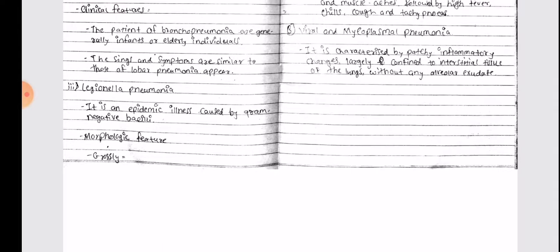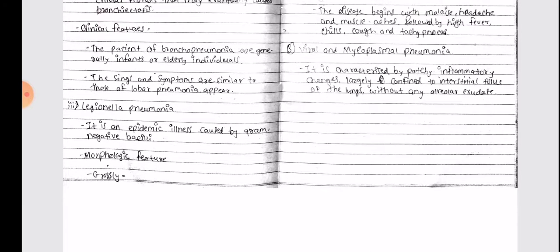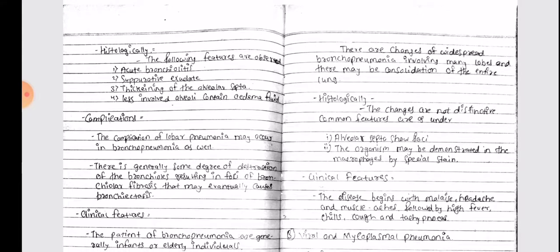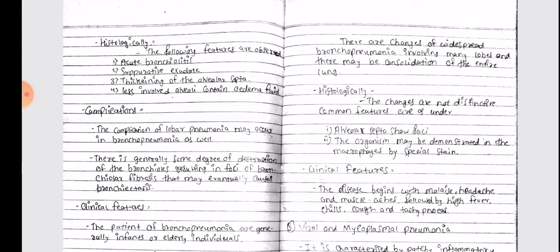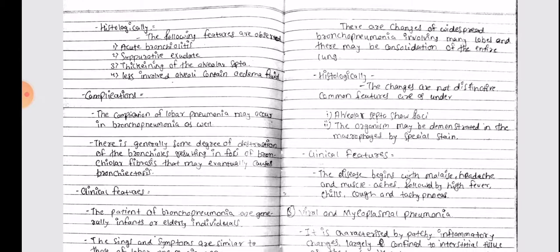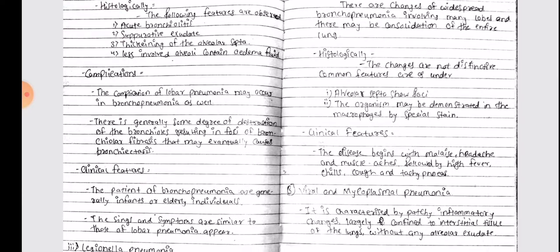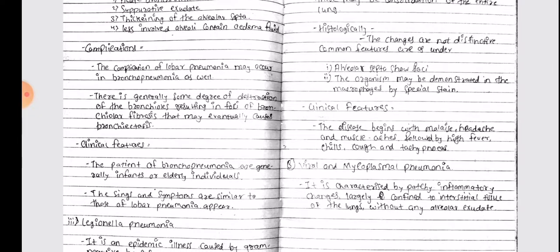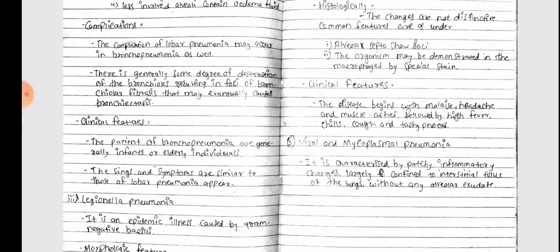Legionella pneumonia. It is an epidemic illness caused by gram-negative bacilli. Morphological features. Grossly, there are changes of widespread bronchopneumonia involving many lobes and there may be consolidation of the entire lung. Histologically, the changes are not distinctive. Common features are as under: alveolar septa show foci. The organism may be demonstrated in the macrophages by special stain. Clinical features. The disease begins with malaise, headache and muscle aches, followed by high fever, chills, cough and tachypnea.